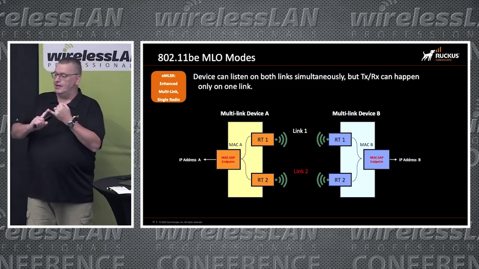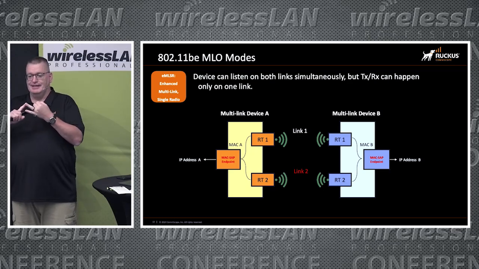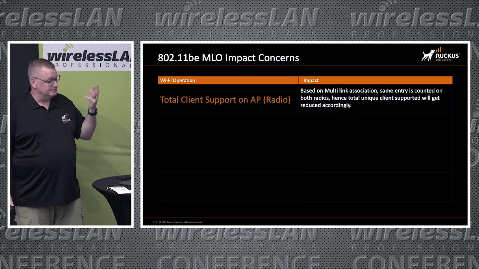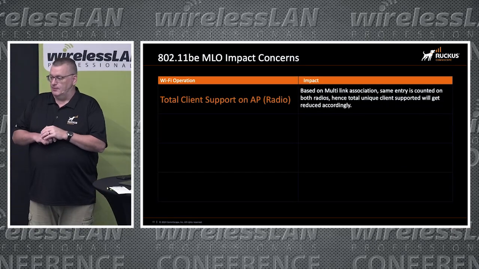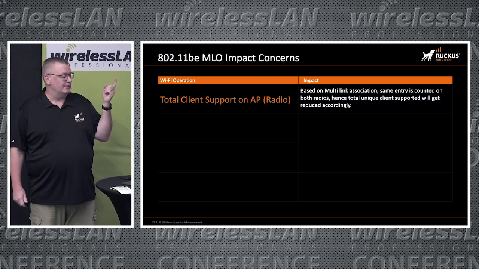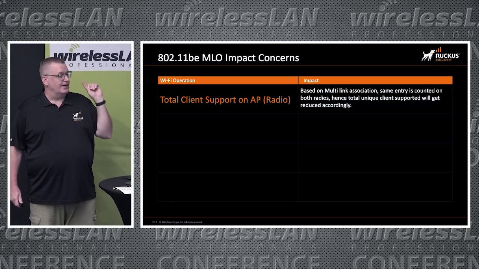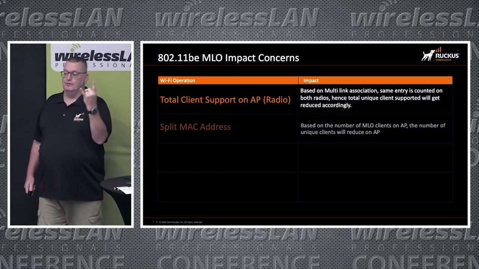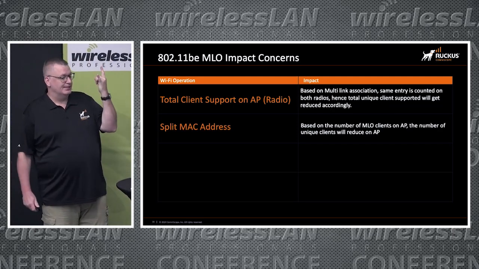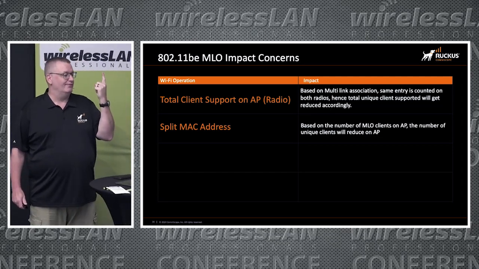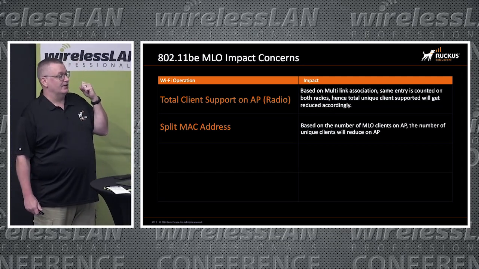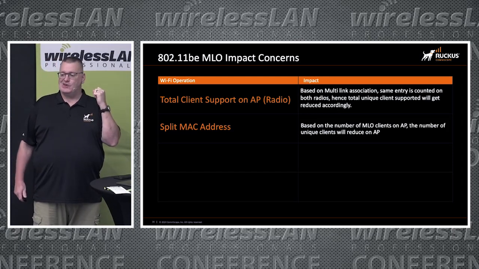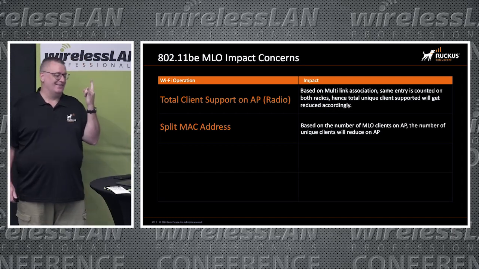It's cheaper for the clients because we're still only talking about one radio, but it gives our client devices an enhanced listening on the channel. Now, there are some other interesting things that come along with this. Total client support on an AP. When a device registers on radio 1 and then it registers on radio 2, that's 2 devices on your total AP count, not 1. So if you have a limit on your APs saying I'm only going to let 100 devices connect and you get 50 MLO devices, that's 100. That's not 50 anymore because now they're on both.